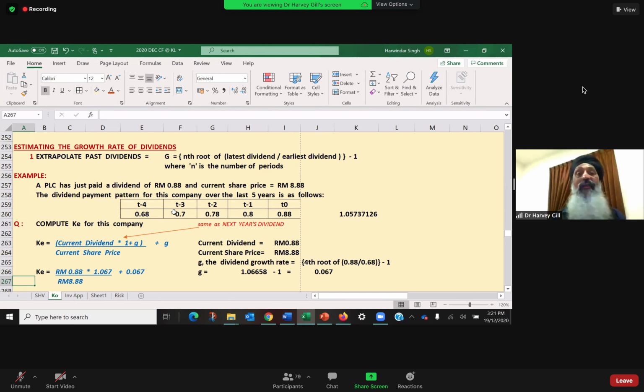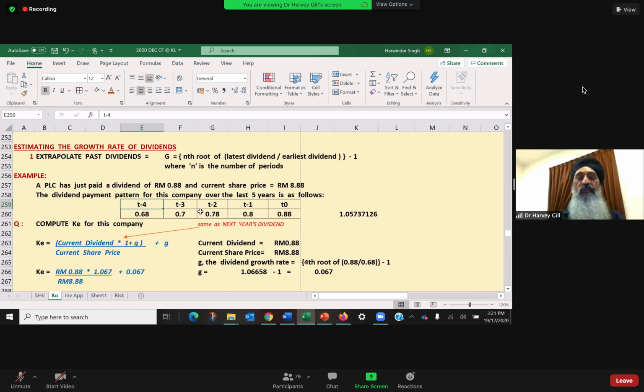for 5 periods, 5 balance sheets if you like, I'll get 4 periods, you see. This is current dividend, this is dividend a year ago, this is dividend 2 years ago, 3 years ago, 4 years ago, but there are 5 accounts that report this dividend. So, for example, if APLC had just paid a dividend of 88 cents and current share price is 888, all very long numbers here. The dividend payment pattern for this company over the last 5 years is as follows. So compute the KE for this company.